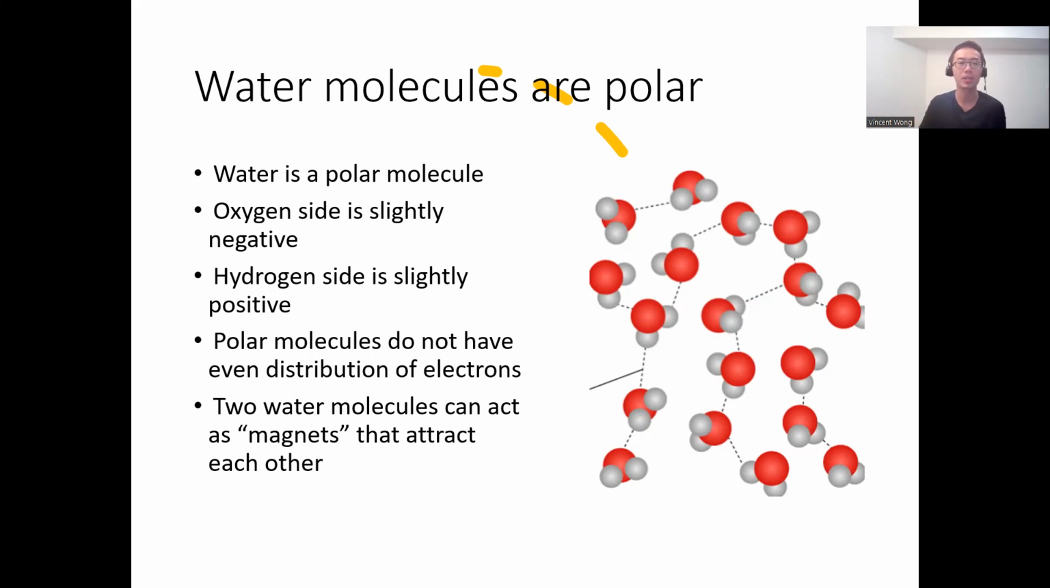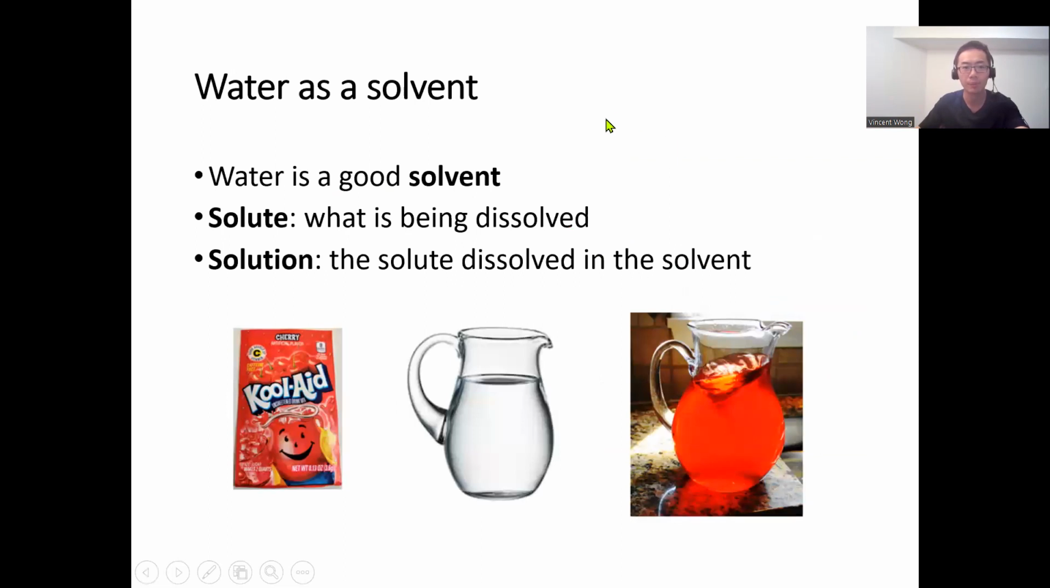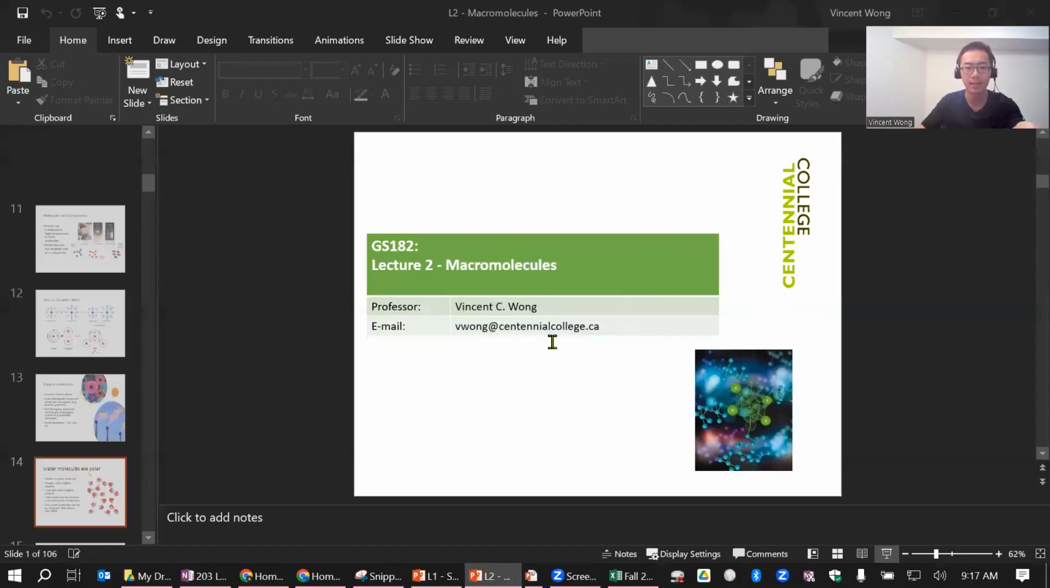A water molecule is what we call a polar molecule. A polar molecule means, listen carefully, part of it is slightly positive and part of it is slightly negative. Let me draw this out for you to explain what it means.